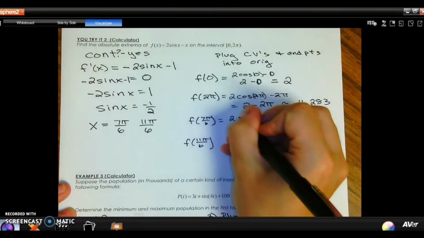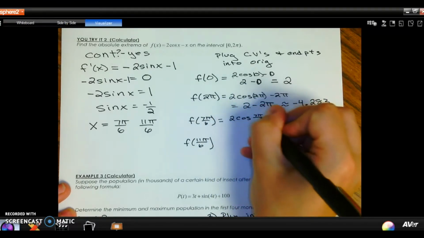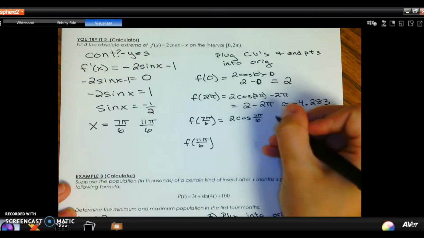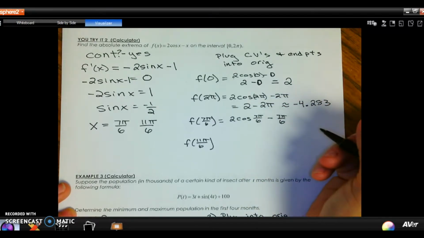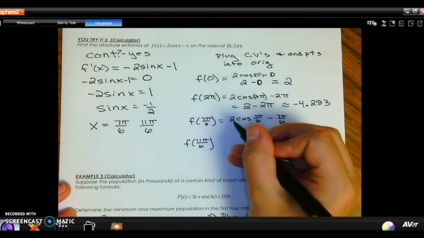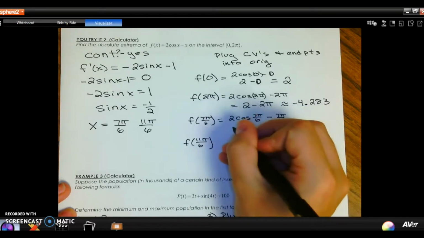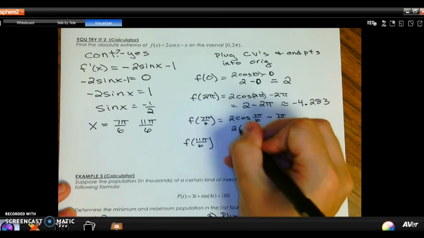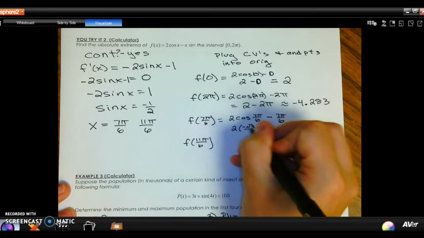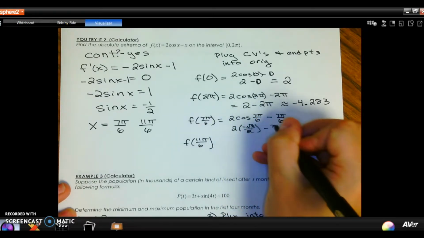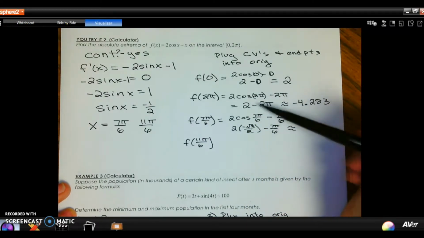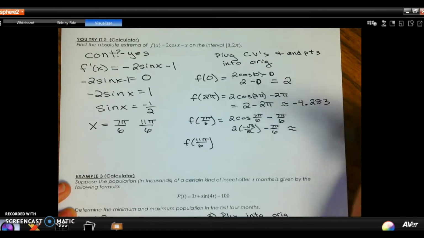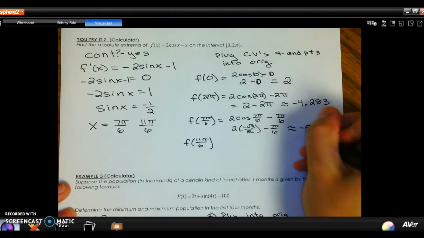So we're going to do 2 times the cosine of 7 pi over 6, and then minus 7 pi over 6. So cosine of 7 pi over 6 is negative radical 3 over 2, but then I'm multiplying it by this 2. So you can kind of tell when I did that. I mean, you could just write it as a negative radical 3 minus 7 pi over 6. So this is why I made this one a calculator question, because it's very hard for me to determine what's bigger, this thing or that, without it. So when I did that in my calculator, that gives me a negative 5.397.